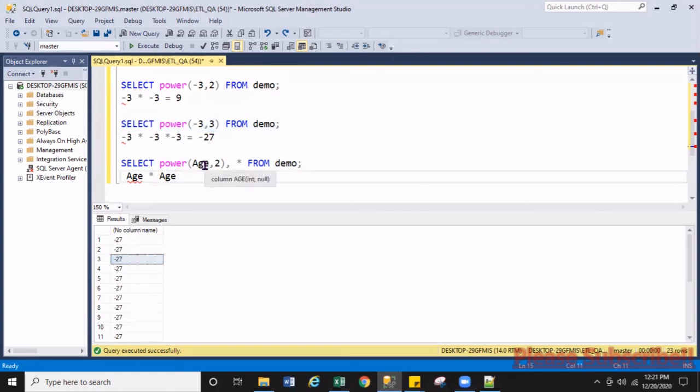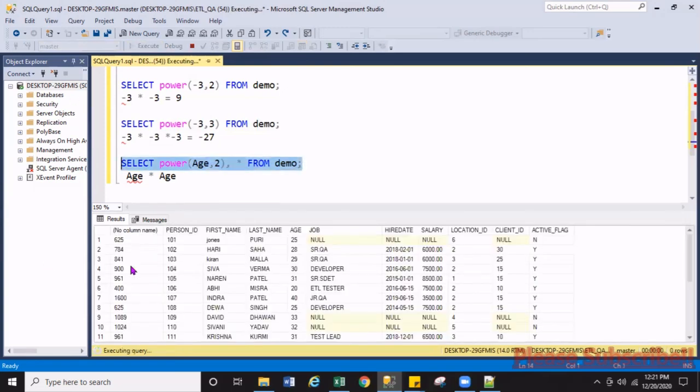Similarly, power of age and 2. In the demo table, there are many persons and they have their ages. I'm taking each person's age and raising it to the power of 2, so age times age. For example, John Puri is 25 years old, so I'm giving 25 times 25. It becomes 625, right? So you can use a number, and you can also use any column, as I discussed.